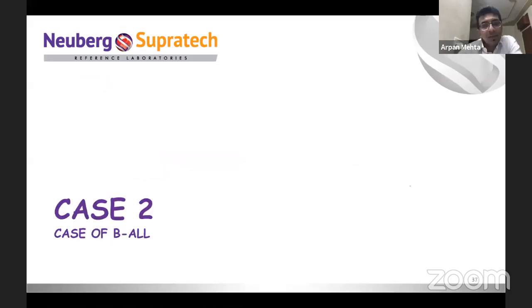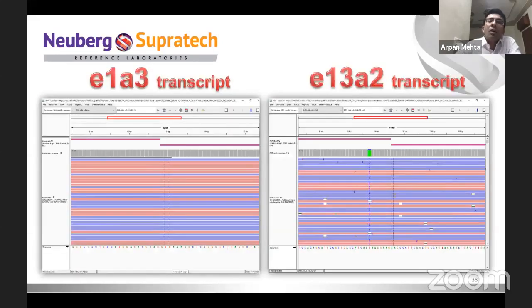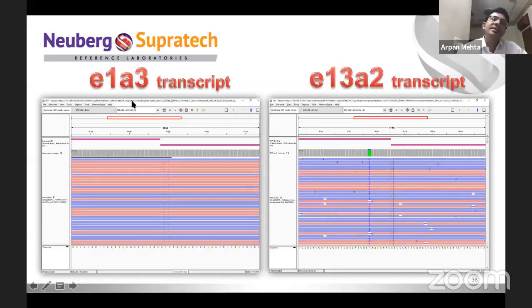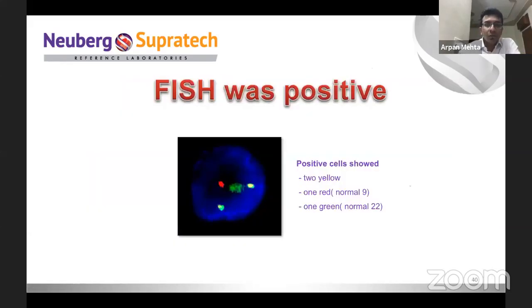This is the second case of BLL which we came across last week only. So in this, we got 2 transcripts. So there was one which was major transcript, that is E13A2 type of transcript, and one is a very rare E1A3 type of transcript. So it is not uncommon in CML to get 2 different type of transcripts. So suppose this was a case of CML and a real-time PCR would have been ordered, you would still get a positive result, but only because of this. So you would miss this rare transcript, which would have required monitoring later on. So FISH in this case again came positive.